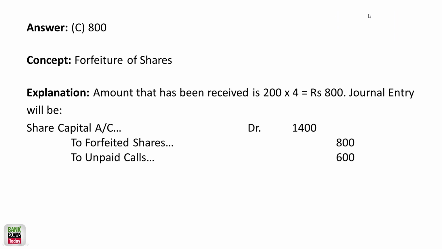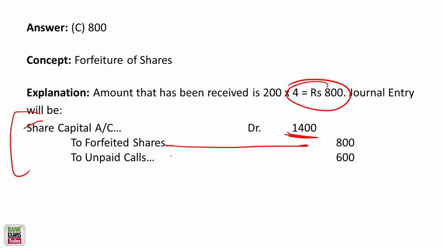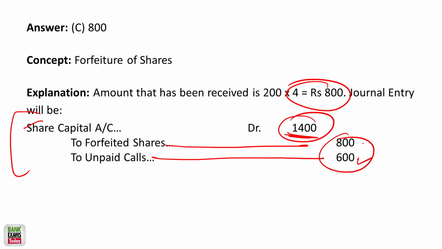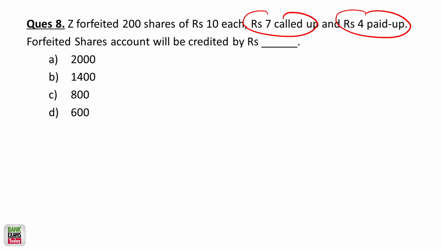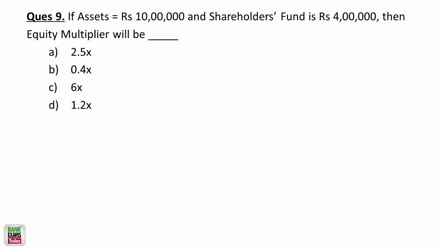What would be the general entry? The share capital account was already credited, but you need to debit the share capital account by rupees 1400, because the complete 1400 is going to be forfeited. Rupees 800 is the money that is forfeited, and rupees 600 is the unpaid call money. So of the total 1400, 800 is transferred to the forfeited shares account and 600 to the unpaid calls. So 800 is the correct answer.